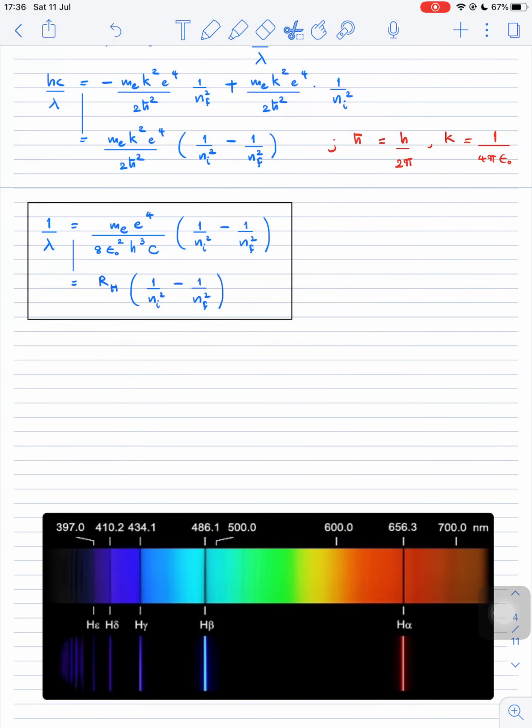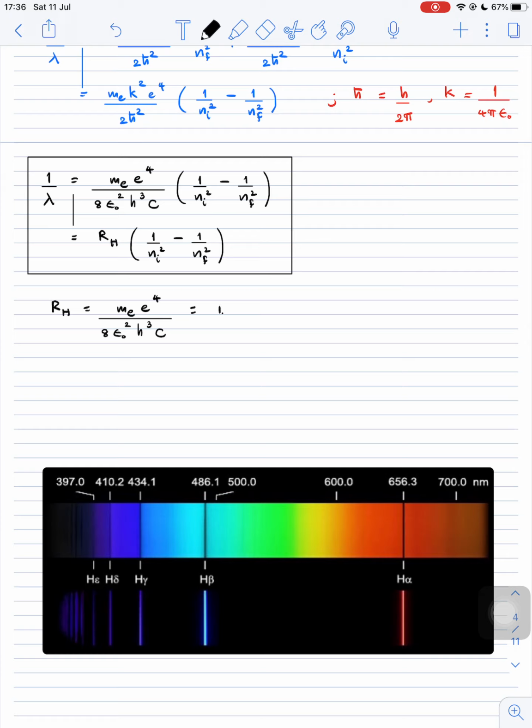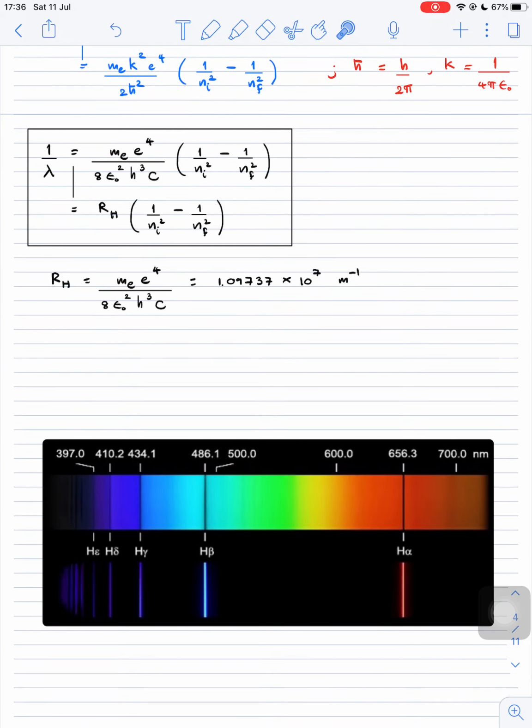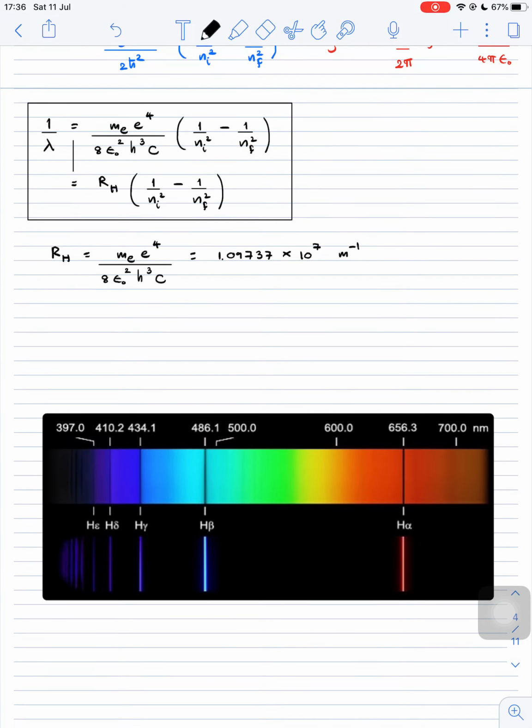So what is R sub H? Let me change the color. The R sub H here is equal to this one. If you plug in the number, it's equal to 1.0973 times 10 to the 7th, meters to the negative 1. Don't forget that on the left hand side we have 1 over the wavelength, so the unit of the wavelength is the meter. Then the unit of R_H must be the same as the unit of 1 over the wavelength, so we have 1 over meter here. So the R_H here is called the Rydberg constant, and that's it.